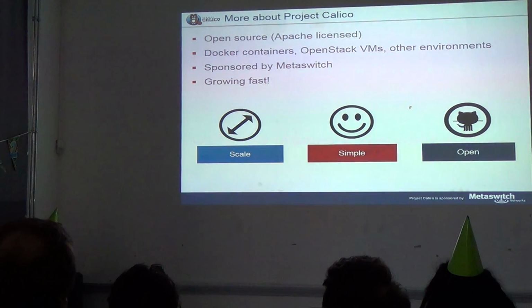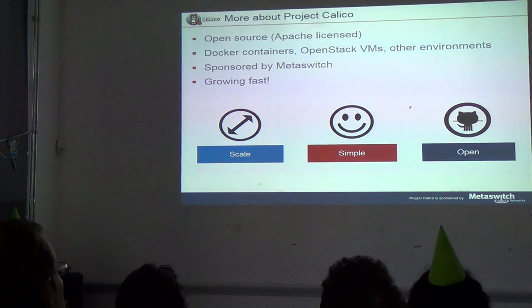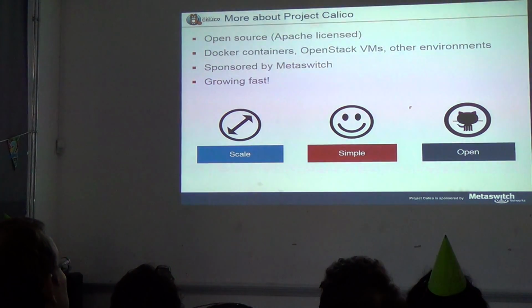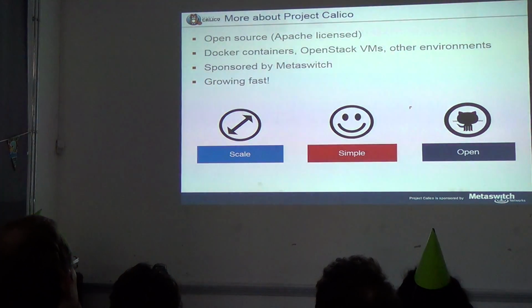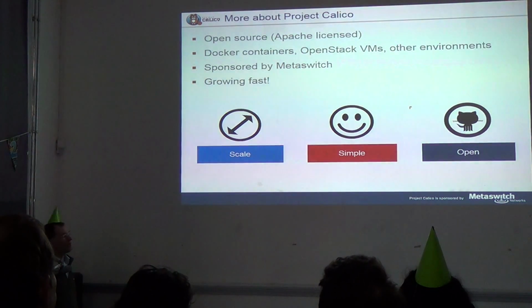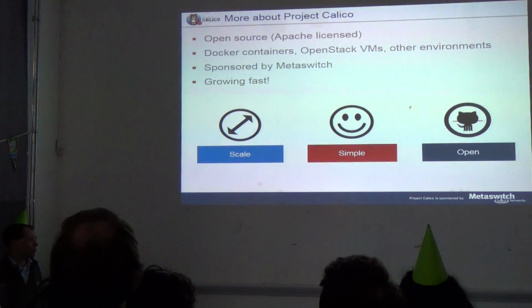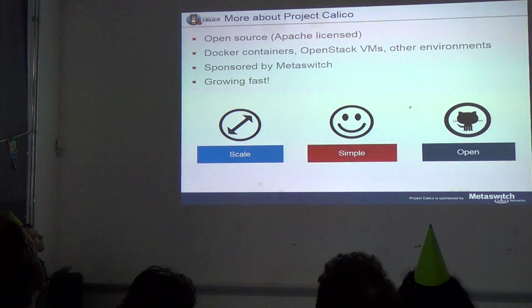It's a little bit more about Project Calico. It's an open source project, Apache license. The project is sponsored by Metaswitch, a software company based largely in Enfield, obviously in the US, and in Edinburgh, which is where I'm from. But it is an open source project, anybody can go and download it.